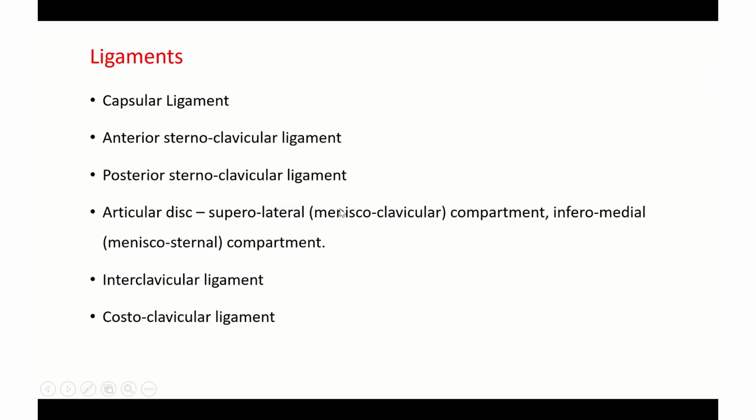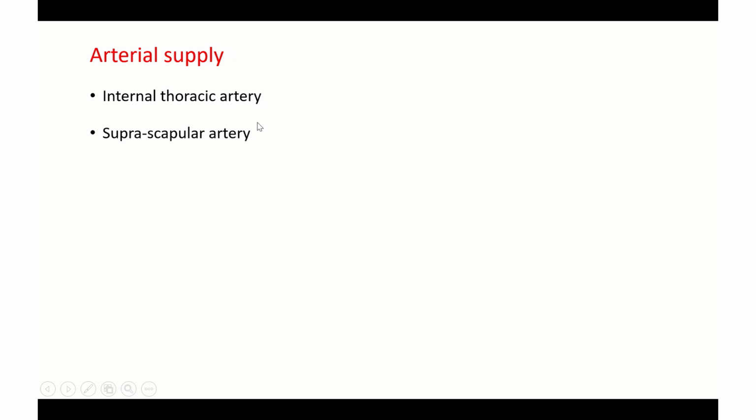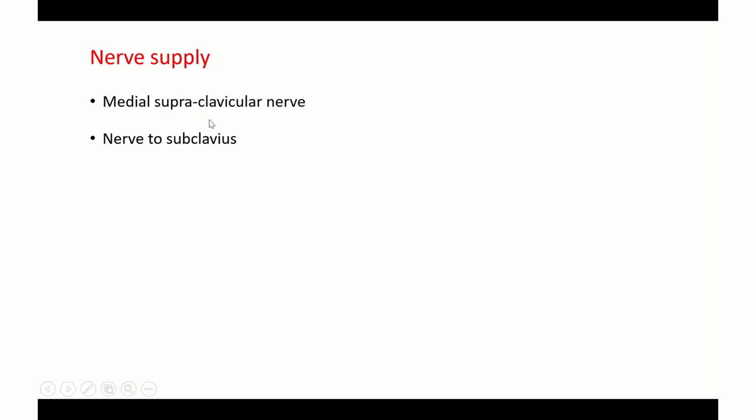So these are the ligaments: capsular ligament, anterior and posterior sternoclavicular ligaments, articular disc, and two compartments formed by the presence of the articular disc, interclavicular ligament, and costoclavicular ligament. The arteries which supply the sternoclavicular joint are the internal thoracic artery and suprascapular artery, and the nerves which supply it are the medial supraclavicular nerve and nerve to subclavius.